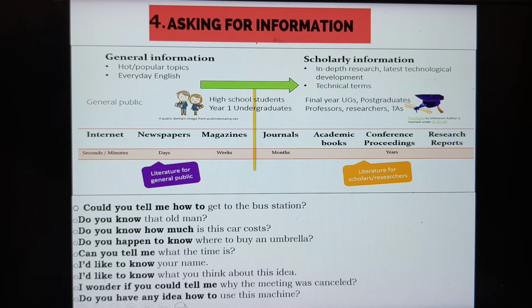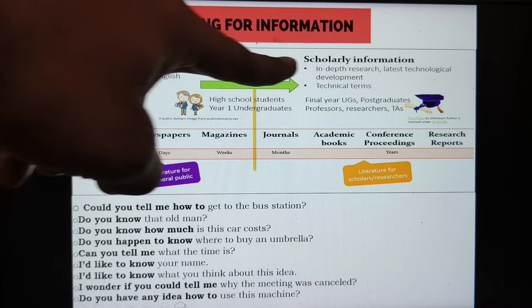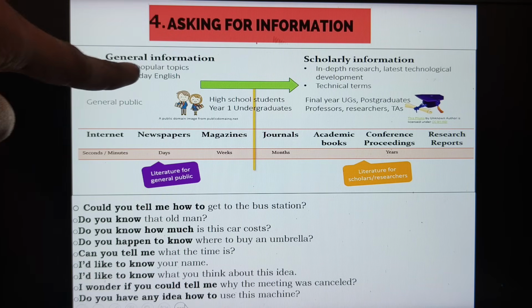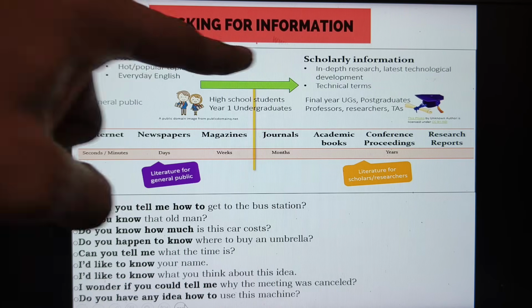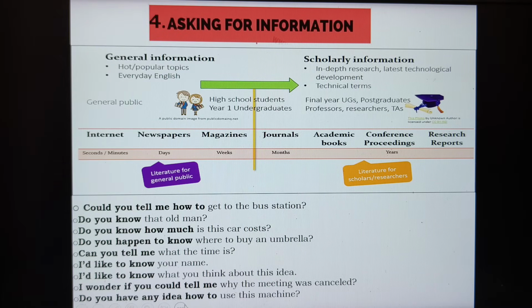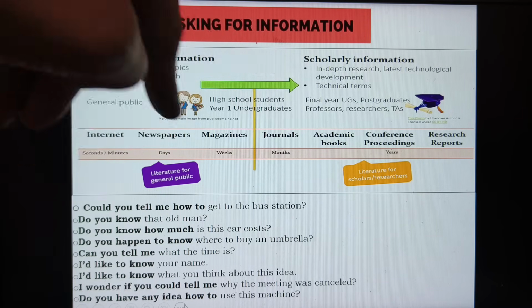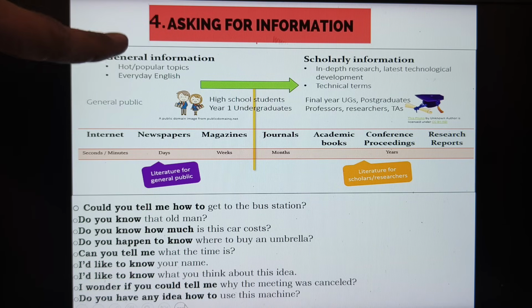And here if you just look at, friends, asking for information, you ask for general information and scholarly information. Here general information is about popular topics, and about everyday English we would be asking. In general, what we discuss, all those things come under general information. And then the next one is scholarly information. Scholarly information is about in-depth research, latest technological development, and all the technical terms come under this scholarly information. Mostly people are well versed with general information.